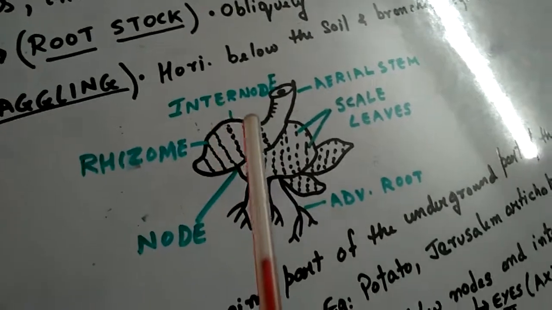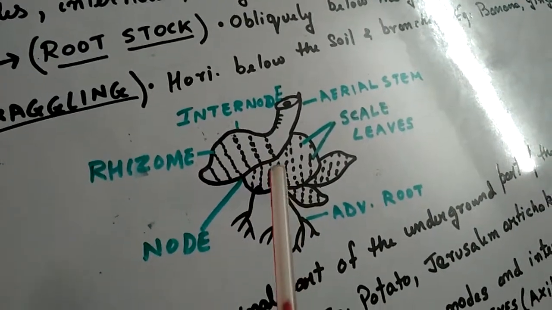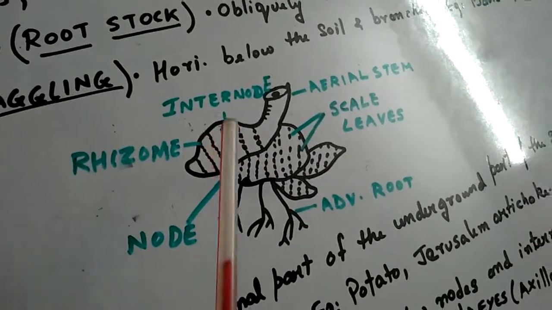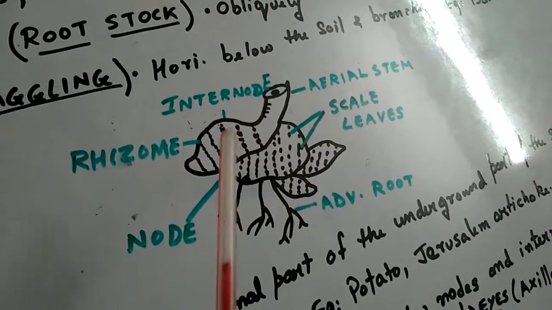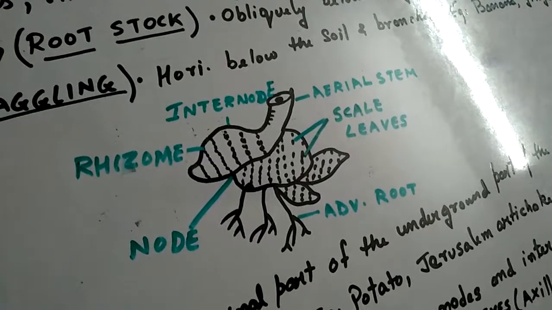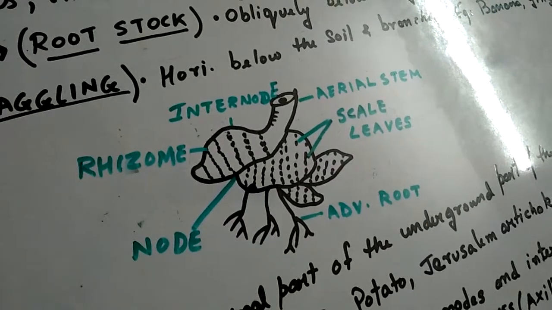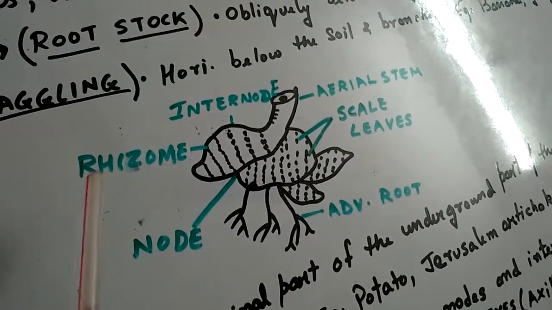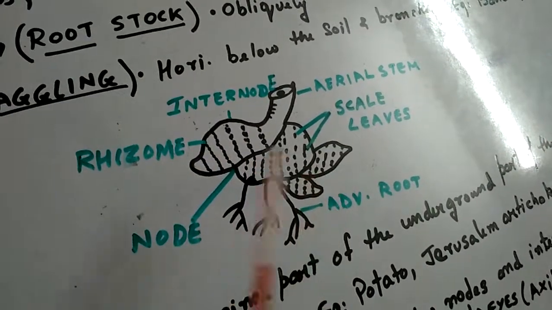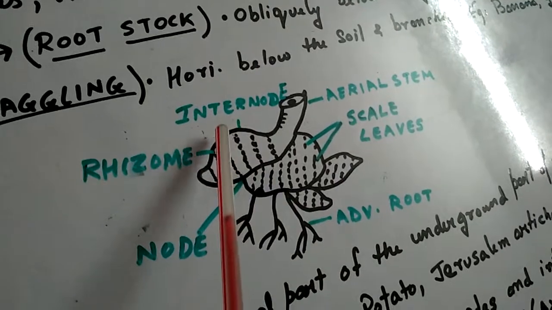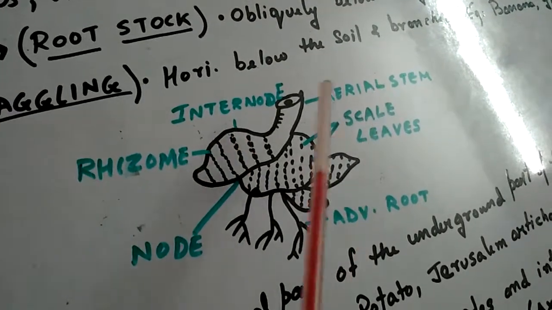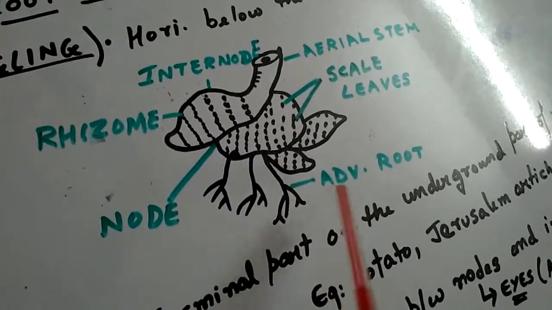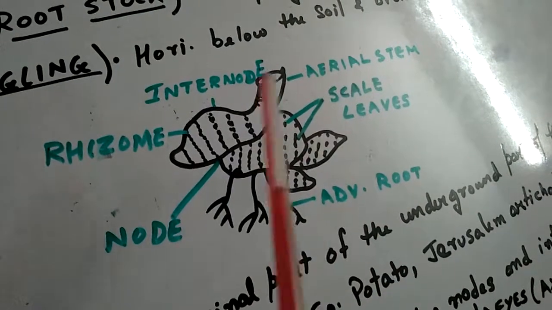So here is the diagram of ginger, which is straggling type of rhizome. If you notice the structure of ginger, you can actually get to know that many swollen parts are arising from a common point, and that common point is nothing but node. This is a rhizome. The swollen areas here, these are rhizomes. This is the internode, the bulging portion here. Aerial stem, these are scaly leaves, and adventitious root. So this is the structure of ginger.